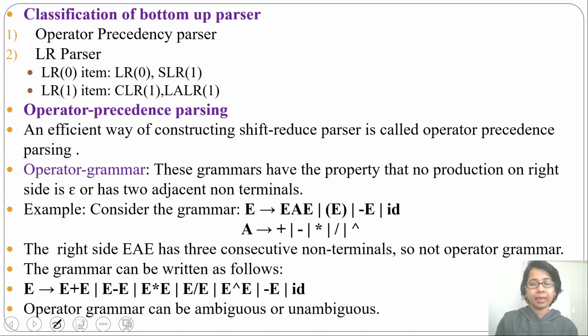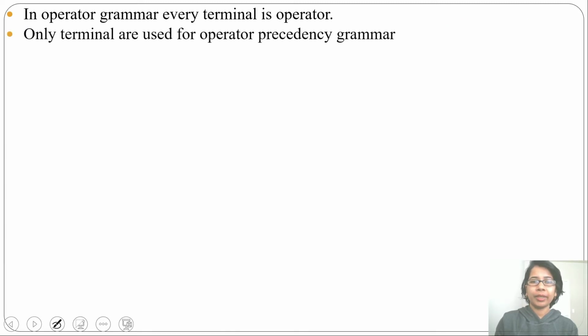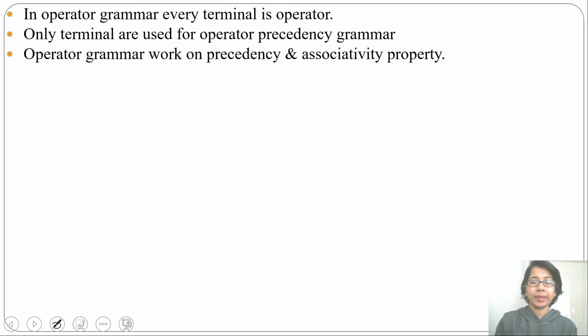And operator grammar can be ambiguous or unambiguous. In operator grammar, every terminal is an operator like plus, minus, multiplication, division, power. All these are terminals and all these are operators. We use only terminals for operator precedence grammar. We don't use any non-terminal. Operator grammar works on precedence and associativity property. I already discussed what is precedence and associativity property during the ambiguous to unambiguous conversion.